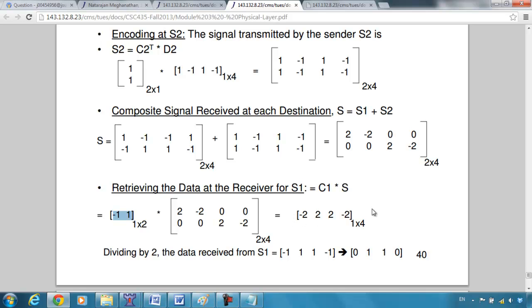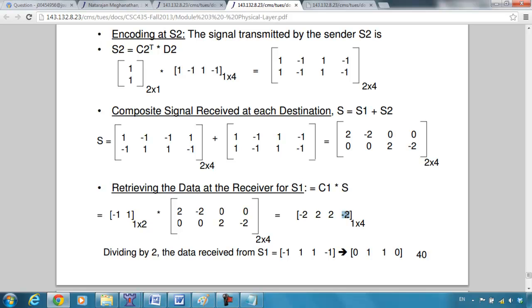So if you want to get this row, fix the row in the first matrix and multiply with each of the columns. So this is negative 1 times 2 plus 1 times 0. So negative 1 times 2 is negative 2 plus a 0, so it's negative 2. Then negative 1 times negative 2 is a 2 plus 1 times 0 is a 0, so that's why you have a 2 here. Then negative 1 times 0 is a 0 plus 1 times 2 is going to be a 2. And then negative 1 times 0 is a 0 plus 1 times negative 2 is a negative 2.